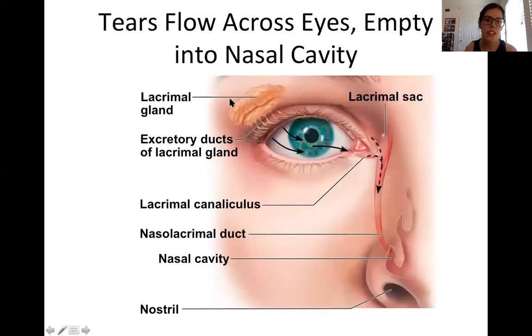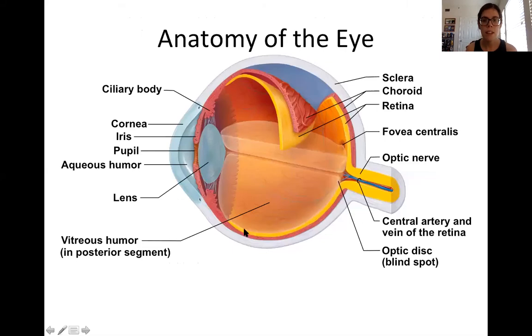And this is showing that exactly. So the lacrimal gland is located on the lateral side. The tears will flow. They'll go into that canaliculus and then drain into your nasal cavity, and you will snot out tears. Let's look at a cross-section of the eye. So you're going to need to know not only what these structures are and what they do, but where they are. So we'll start with structures in the front.